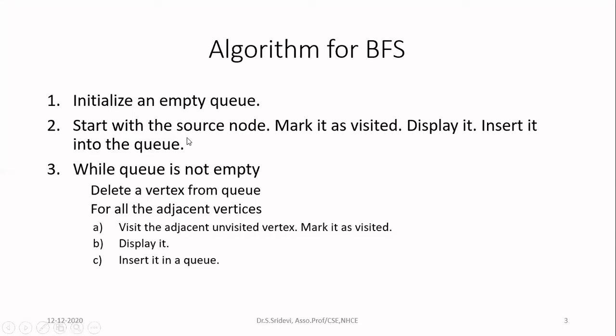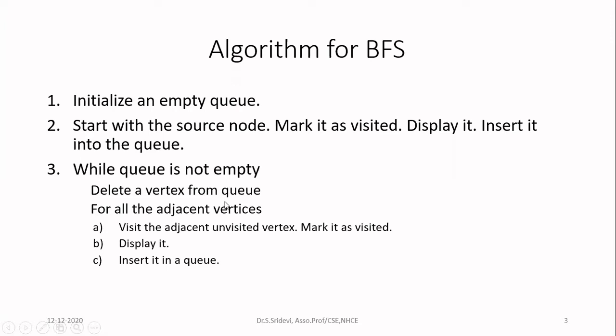Then what you're going to do is, you're going to repeat certain steps while your queue is not empty, because you're going to insert everything into the queue. So you need to do certain steps while the queue is not empty. What are the steps you are going to follow? First, whichever node is available in the queue, you have to delete it. And always, in case of a queue, we will be deleting the nodes in first in, first out order. So whichever node is inserted into the queue first, that will be deleted first. So delete the vertex from the queue.